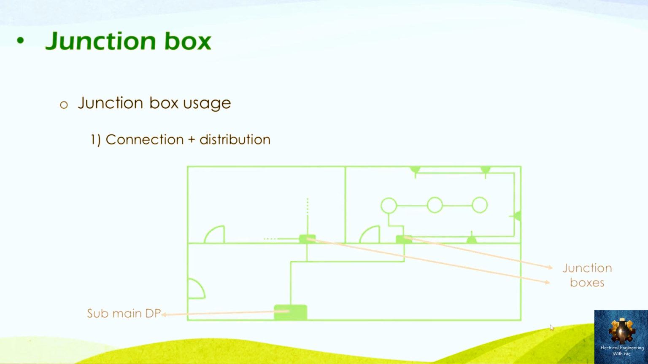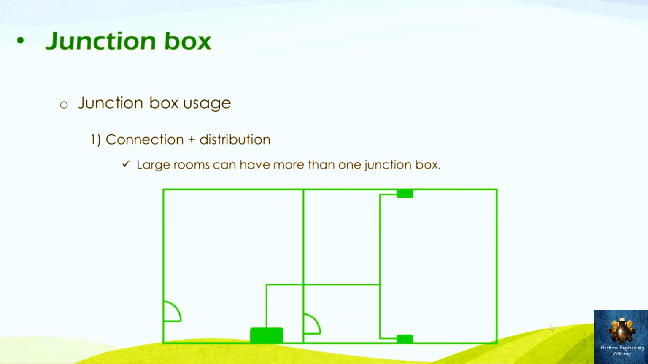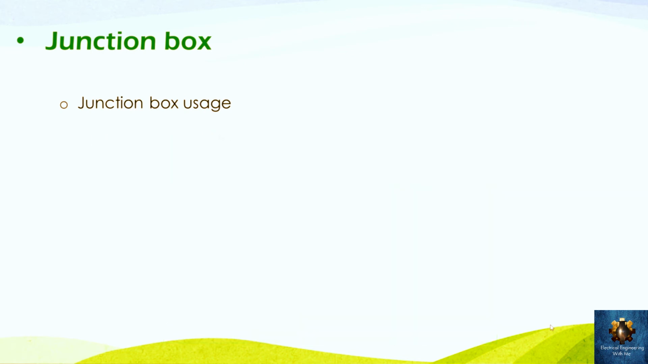Alright. Also, the important note here is that we can have more than one junction box, as it's not a requirement to use only one junction box in each room, as we can use more than one box, and this is in case the room has a larger area. So if we have a room that has a larger area, we can install more than one junction box. Very good. So that's for the first usage of the junction box, which is for connection and distribution.